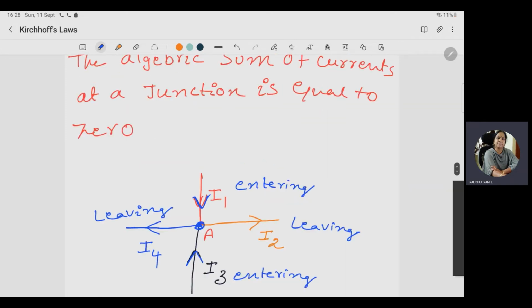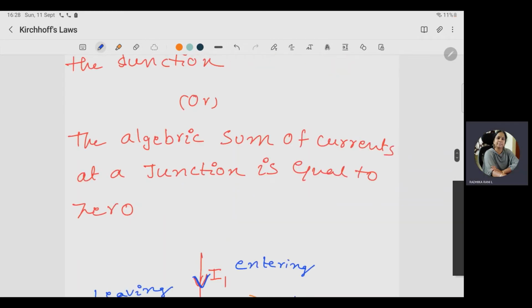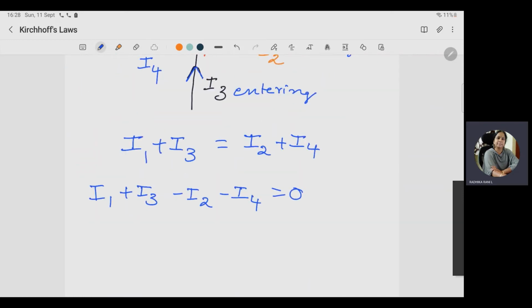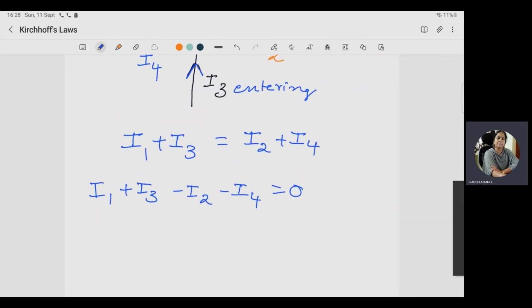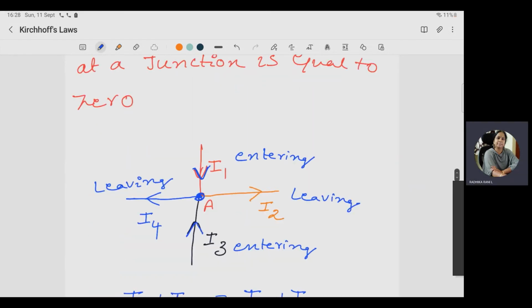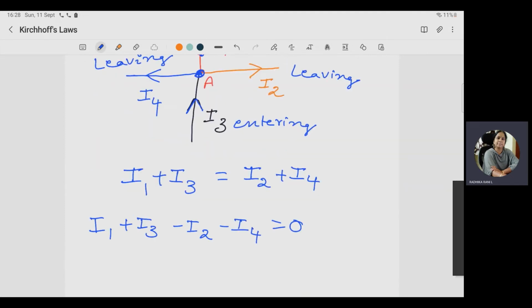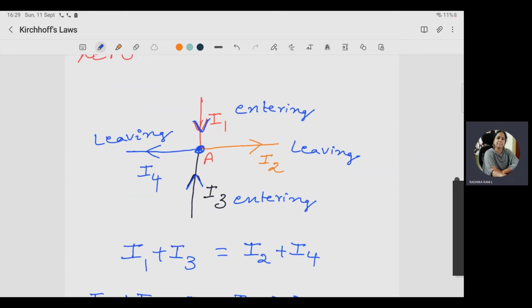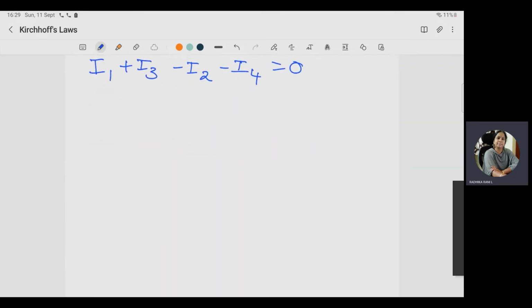This is the second statement, the algebraic sum of currents. Algebraic sum is a combination of both positive and negative. The algebraic sum of currents at a junction is equal to 0, so I1 plus I3 minus I2 minus I4 is equal to 0. These are the two ways we can represent it. Entering current is always taken as positive and leaving current is always taken as negative. Like this we can apply KCL at a point, node or junction.